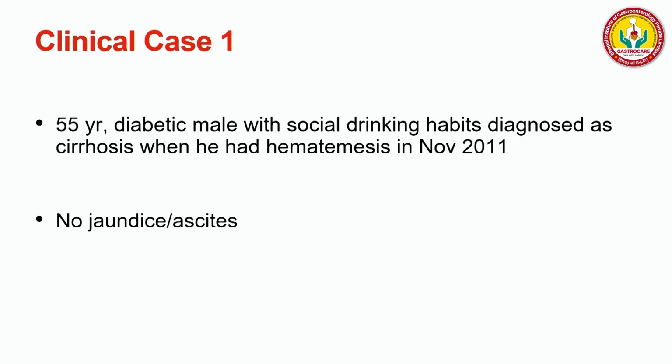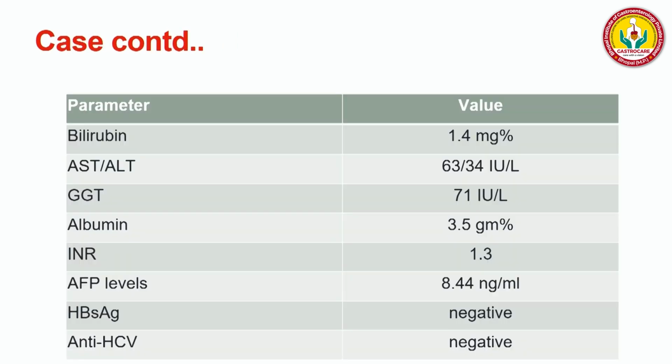So that's case number one we are discussing. 55-year-old diabetic male with social drinking habits, diagnosed as cirrhosis when he had hematemesis in 2011. No history of jaundice, no ascites. Bilirubin is 1.4. Albumin 3.5, INR 1.3. So if you calculate the score, it would be A5, A6, depending on whether you take 3.5 albumin as 1 or 2. So he's well compensated, child status A.